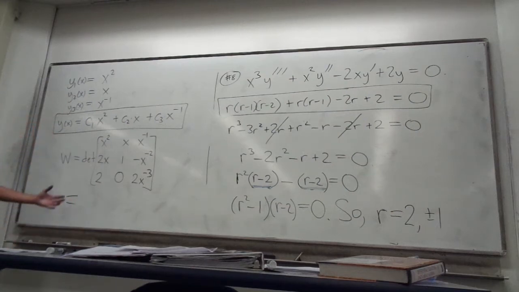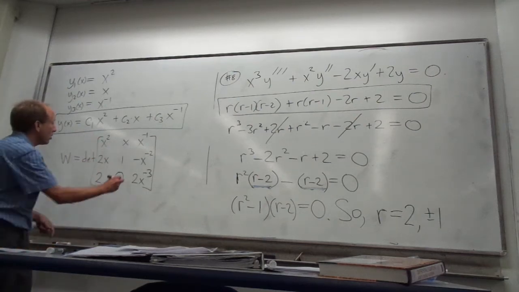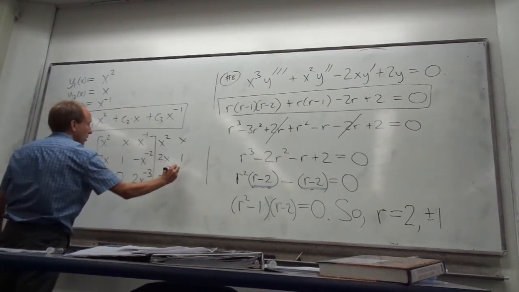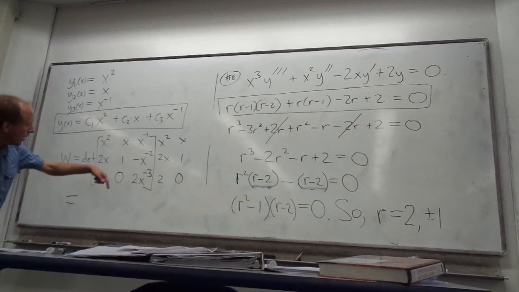And you could cofactor expand this, or you could just use the arrow method. I think that is fine on this one. This is a 3 by 3. So I'm just going to use the arrow method. So I'm going to recopy the first 2 columns, like that, and just do my arrows.